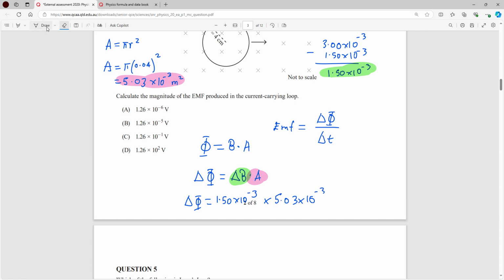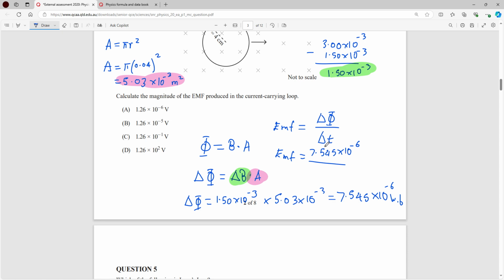Yep. So here, change in flux, 7.545 times 10 to the negative 6 Weber. Okay, now you can put Weber, but it doesn't really matter here. So EMF will be 7.545 times 10 to the negative 6, because that's your change in flux.